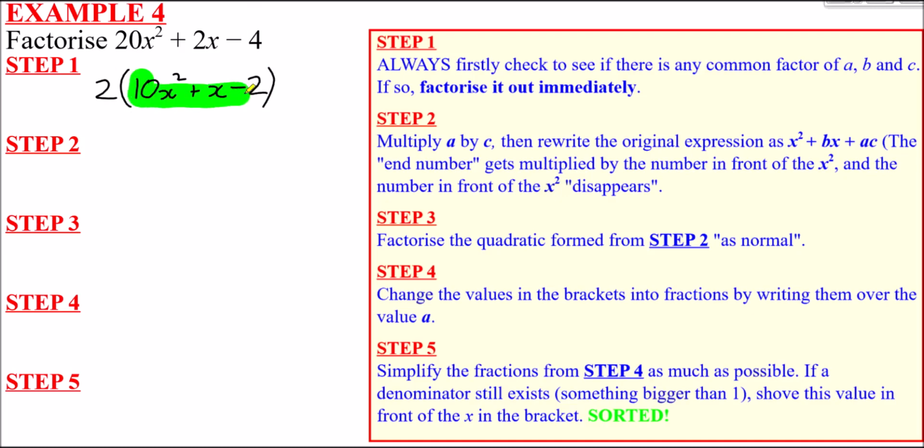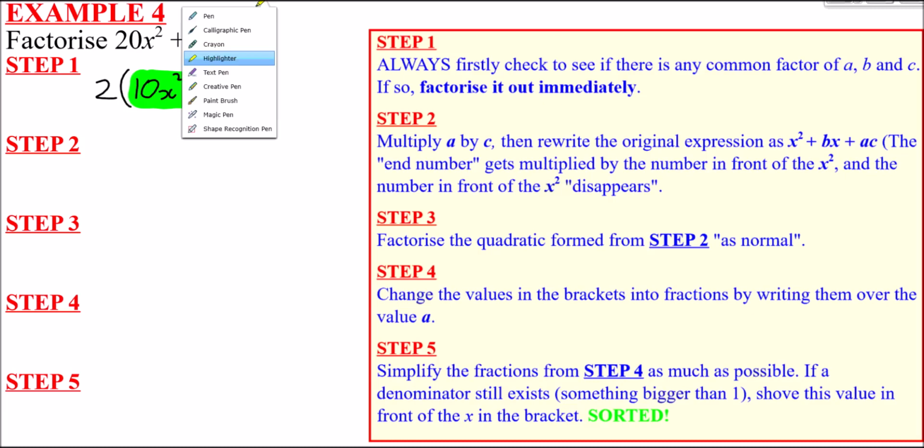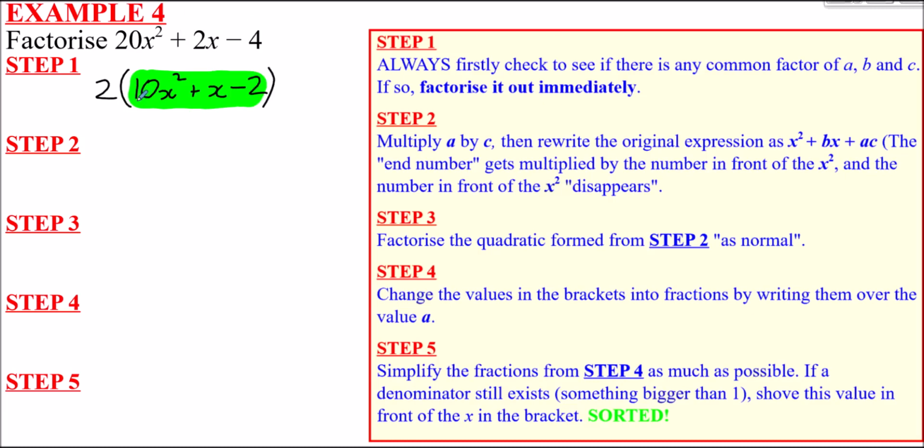Now that 2 we just leave alone throughout. That 2 we just ignore essentially and don't involve it at all. So we're just going to be working on the quadratic here highlighted in green. That 2 we leave out and don't even think about. Now we can move on to step 2. So step 2, we multiply a by c. So we do 10 multiplied by minus 2. Leave that 2 on the outside like I've said. So that becomes just a single x squared plus the x. And 10 multiplied by minus 2 gives us minus 20.